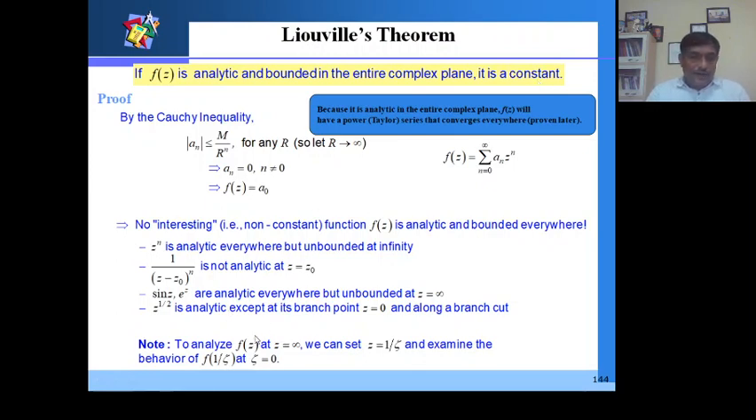Here, to analyze f of z at z equal to infinity, we can set z equal to 1 by xi and examine the behavior of f of 1 by xi at xi equal to 0.